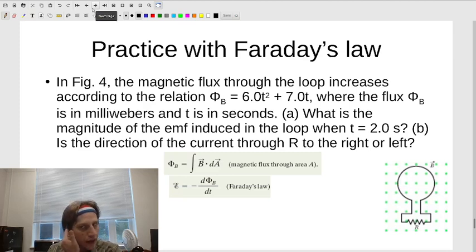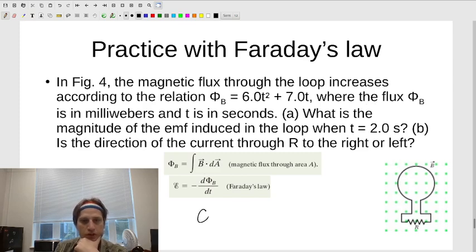Just to do a more numerical question, here's a homework practice problem that I assigned. It says the magnetic flux through the loop increases according to the relation flux is related to 6t squared plus 7t, where the flux is in milliwebers.